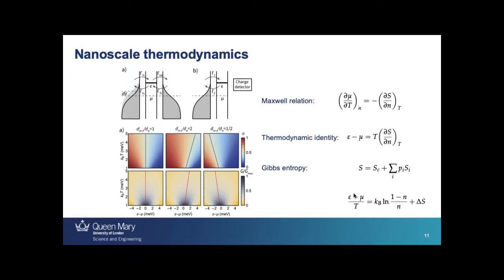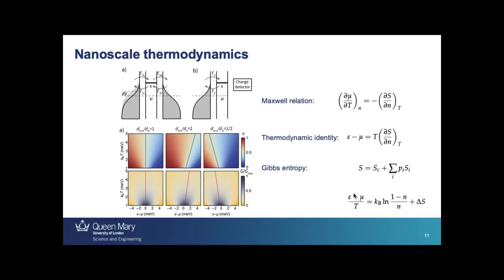And what we started out with was just writing down the Maxwell relation for such a system, and you know from thermodynamics all these Maxwell relations, and it's all these partial derivatives, right? So we just wrote down the simple Maxwell relation for a molecule sitting next to a reservoir. And then we used the thermodynamic identity, which again is sort of second-year thermodynamics, to relate the energy of the system to the temperature and the change in entropy with respect to the average number of electrons that you have on your molecule. And then we used the Gibbs entropy to work out what that entropy was.